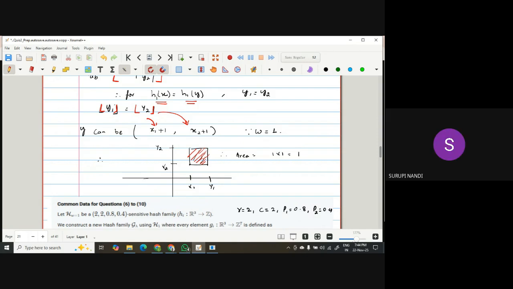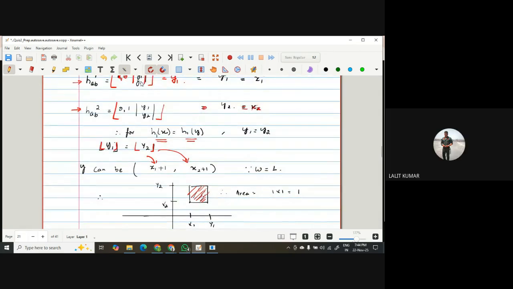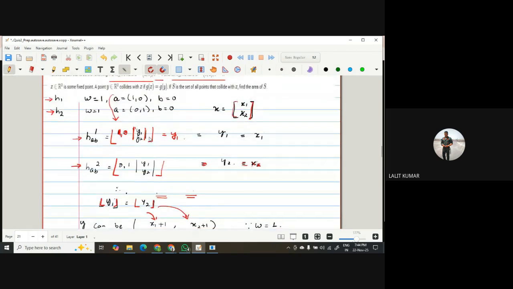Okay, here only this part was confusing. I will remove this. So here I will write, for example, if this is the floor y1, it means y1 has to be maximum x1 plus 1. For y2, again the floor y2, the y2 can take maximum x2 plus 1 for collision. Okay, and then we can find the area. That is fine.